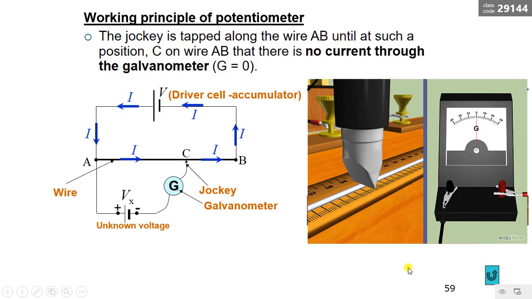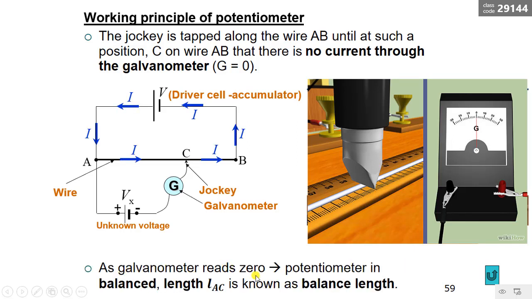As the galvanometer reads 0, we say that the potentiometer is in balance. The length LAC is what we call the balance length. And we can use this balance length to relate with the voltage. We can relate the voltage between point A to C of the balance length, and this voltage we can relate with the unknown voltage.